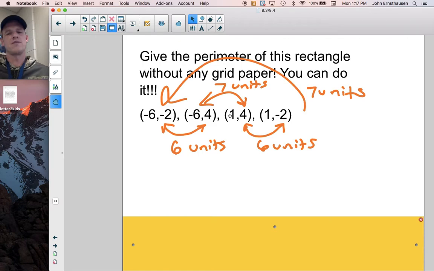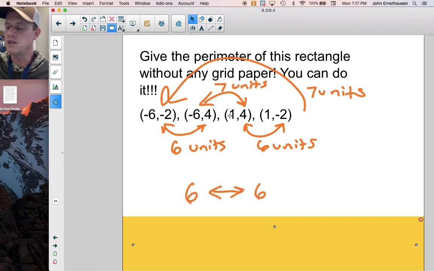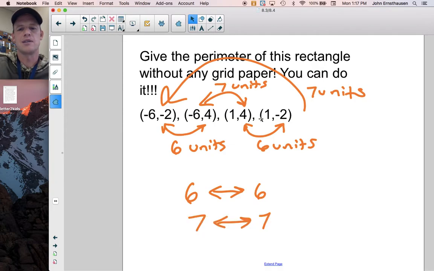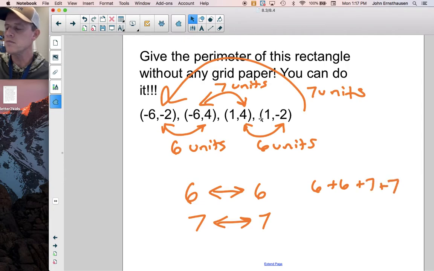Now I have a shortcut for these though. Think about what a rectangle is. It's a parallelogram. So if one side of the rectangle is 6 units, the other side has to be 6 units. And if one side is 7 units, the other side has to be 7 units. Sorry about the shade there. So when we add all of these up, or any way you add them, you're going to get a total of 26 units.